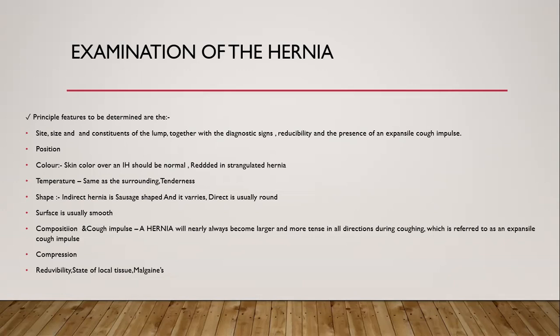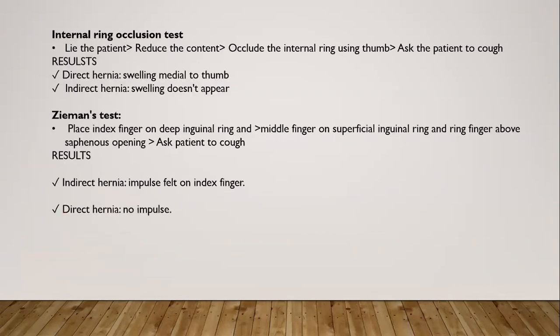A hernia will nearly always become larger and more tense in all directions during coughing, which is referred to as an expansile cough impulse. That is why, when you occlude the deep inguinal ring with your thumb and ask the patient to cough, the bulging is supposed to come out if it's direct. If it's indirect, it's not supposed to come out because you've occluded the canal.